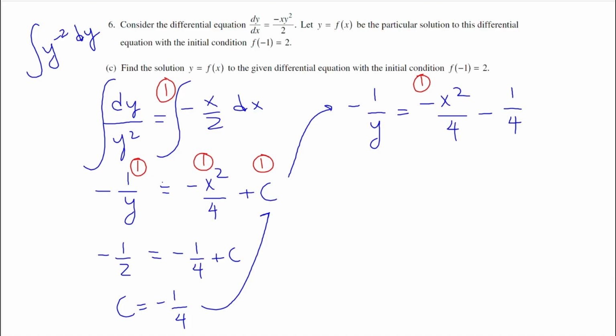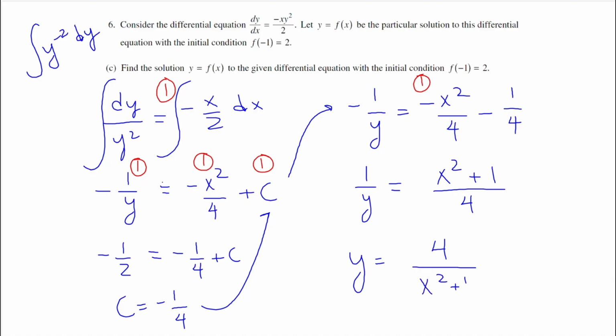If I multiply both sides by -1, we get 1 over y on the left, and on the right, we get a positive x squared and a positive 1. And since they're both over 4, we'll just combine it into one fraction. Now we just have to take our reciprocal here of both sides to get y equals 4 over x squared plus 1, which is the final answer, and the 6th point there for part C, and the 9th point on this differential equation FRQ, which was question number 6 from the 2005 Form B AP Calculus AB exam.